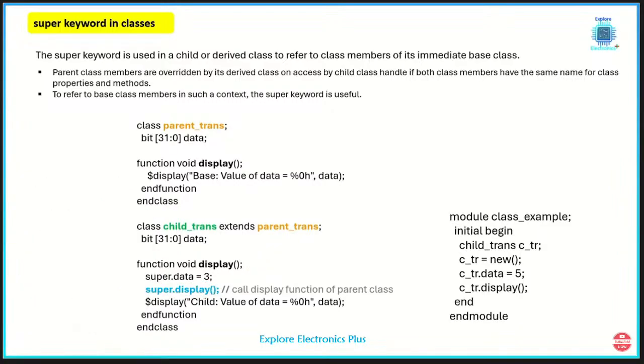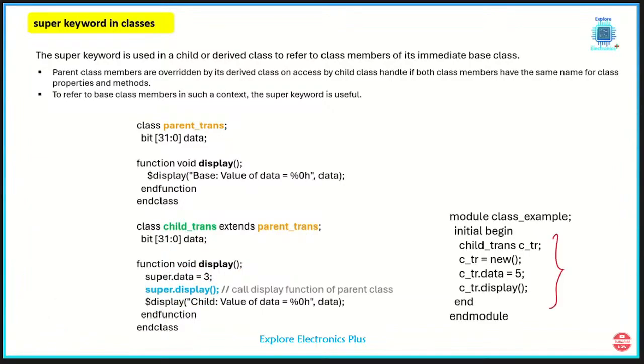So the meaning is that if you use a super keyword, that will refer to the parent class properties and objects, not the child class properties and objects. In the child class we have members with the same name, but the super keyword allows us to use only the parent class properties and objects. That is what the meaning is.